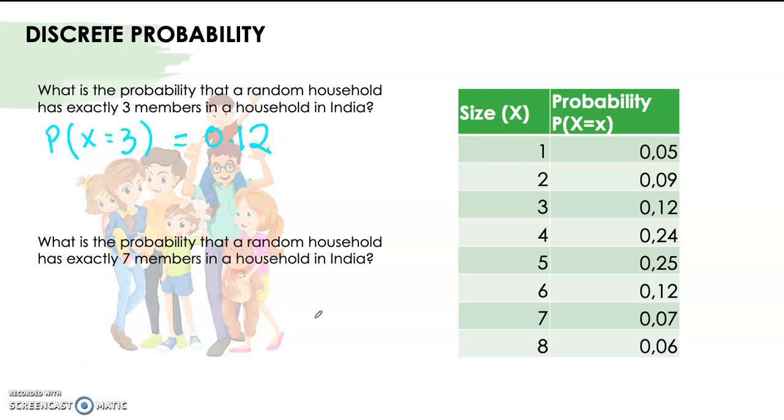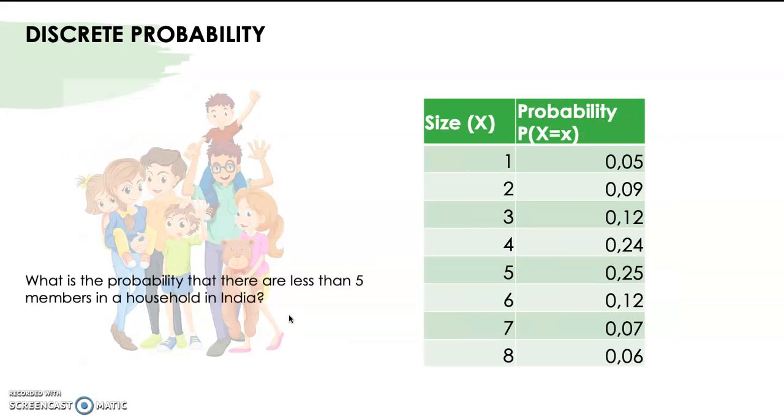Let's try the second one. What is the probability that a random household has exactly 7 members in India? The answer is, make the symbol first, P(x equals 7). Let's look at the table. When x is 7, then the probability is 0.07 or 7%.